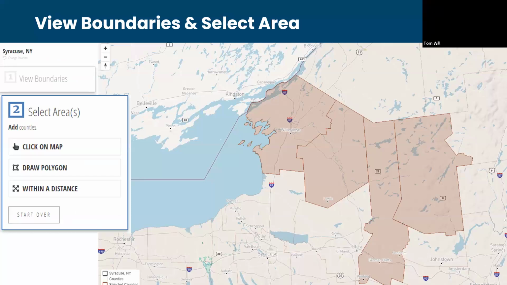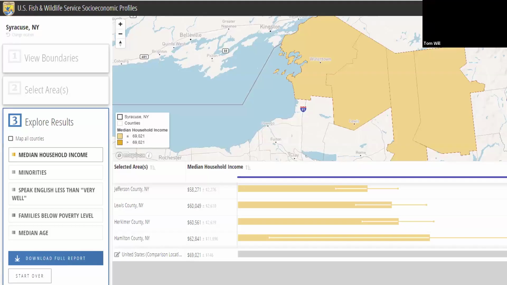So right now I've selected 4 counties where this work could potentially occur. You can either click on the map to select cities, counties, census tracts. You can draw a polygon around your area of interest, or you could choose a point within a specified distance. So after I've selected my area, we can see a few socioeconomic indicators here on the left side.